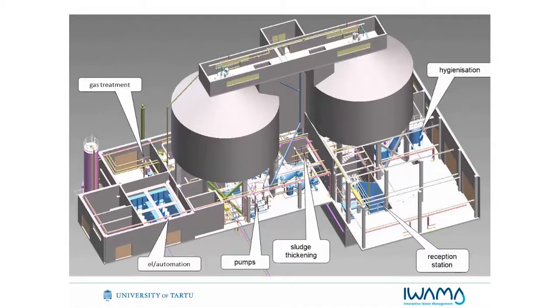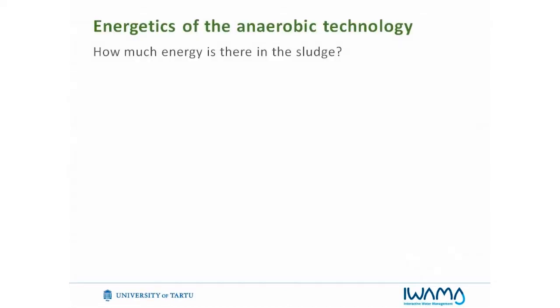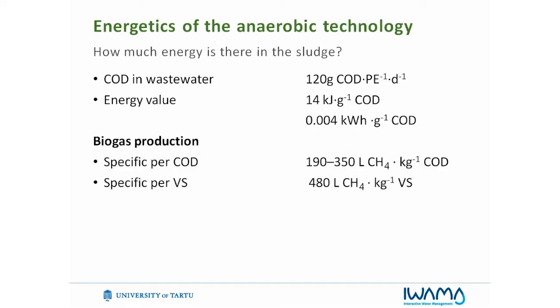So the anaerobic stabilization as a plant is quite complex. There is lots of different equipment in the anaerobic digester. It comes with a reception station of bio-waste, for example, thickening equipment with lots of pumps, recirculation, much more electric automation. So compared to composting, it's quite complex. From the other side, the same plant has heat exchangers, turbines, compressors, gas treatment, and ATEX and safety zones. So it's already quite complex.